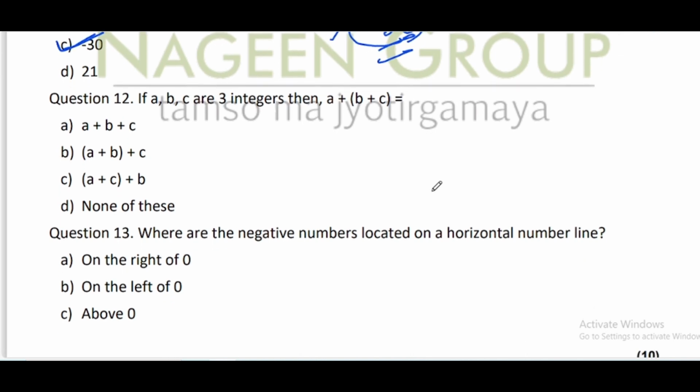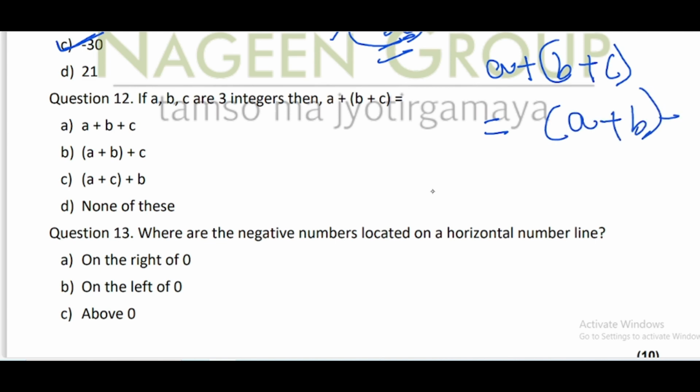Let's see question number 12. If A, B and C are integers, then A times the sum of B plus C is equal to A times B plus A times C, which is called the distributive property. Then the answer is part B.